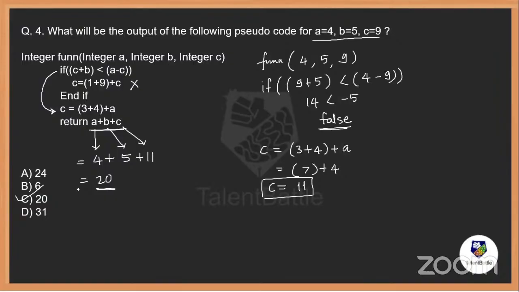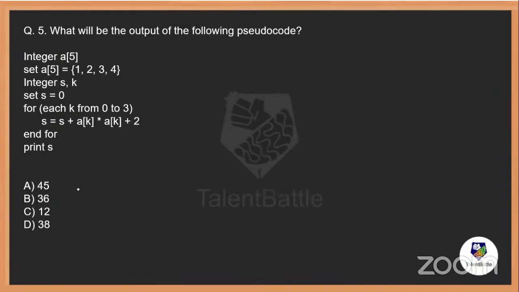So let's move to the last question now. That is 5th question. What will be the output of the provided pseudocode? This is array based. And again, for loop logic is also there. Again, I will give you some time, 2 minutes. Try to figure out the flow and finalize the answer.